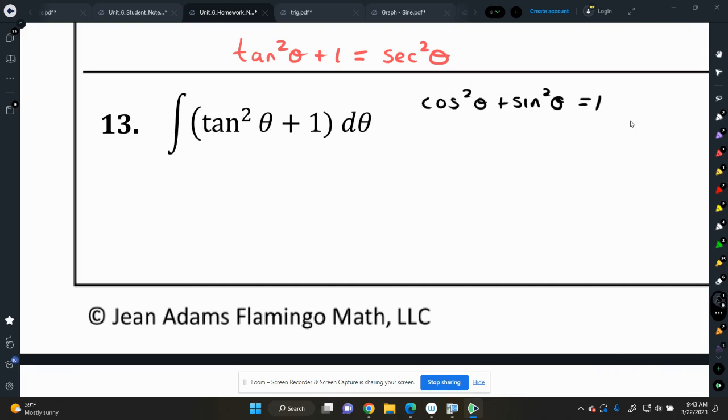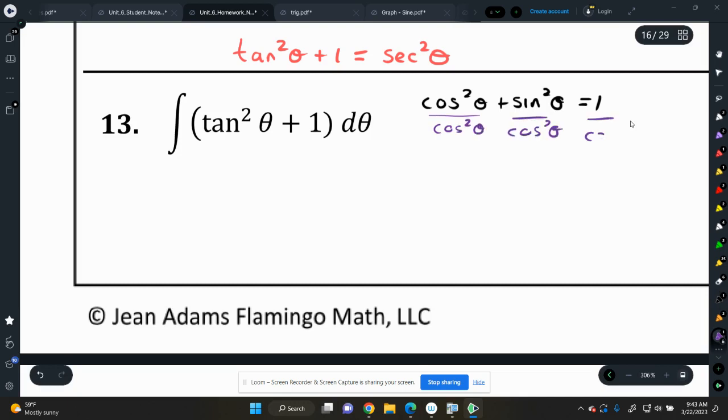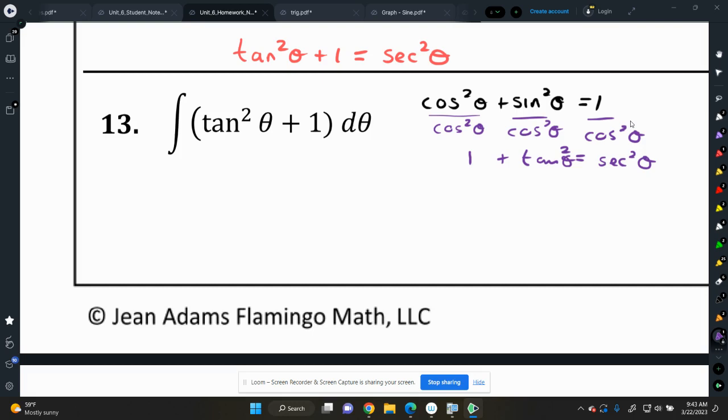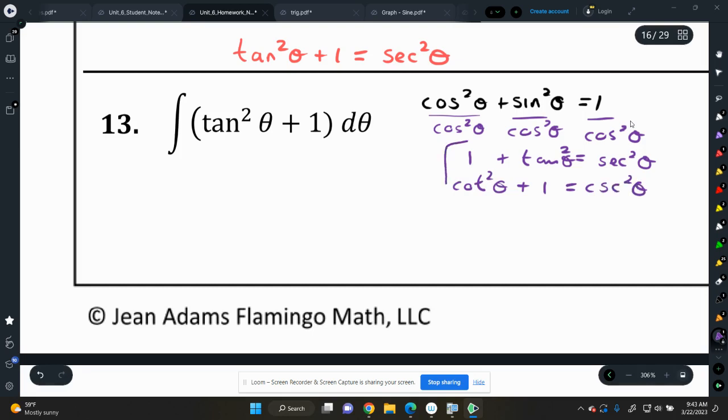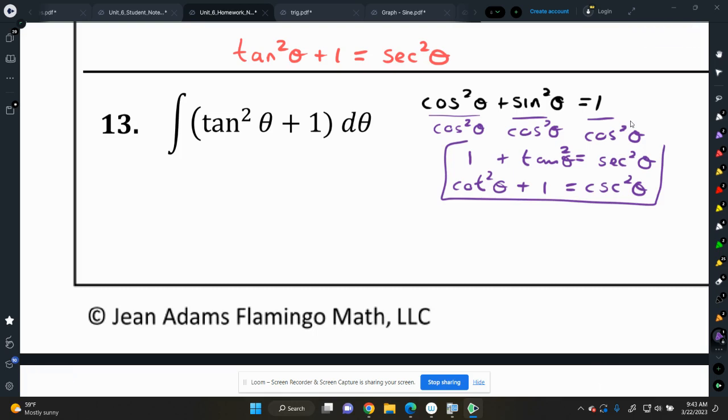So remember the trick? If I divide everything by cosine squared, I get 1 plus tangent squared equals secant squared. And the other one is if I divide everything by sine squared, I get cotangent squared plus 1 equals cosecant squared. So these are the two additional Pythagorean identities, right? So that means I'm going to change this to the integral of secant squared theta d theta.